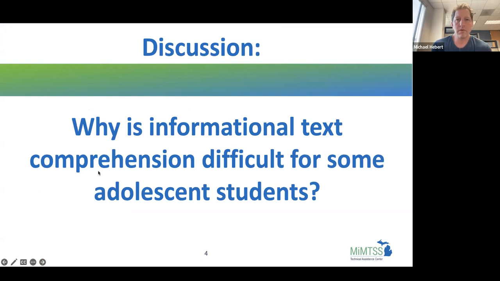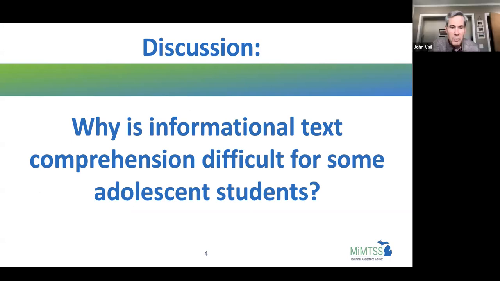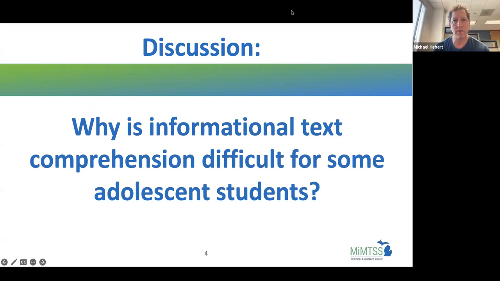Before I jump into what I think are the reasons why informational text can be challenging for students, what are some ideas that you have around why informational text comprehension might be more difficult, or particularly difficult, for students in comparison to narrative text? Do you want them to come off mute and talk, or just put it in the chat? Either. You can either come off mute to talk, or if you want to put things in the chat, that's fine too.